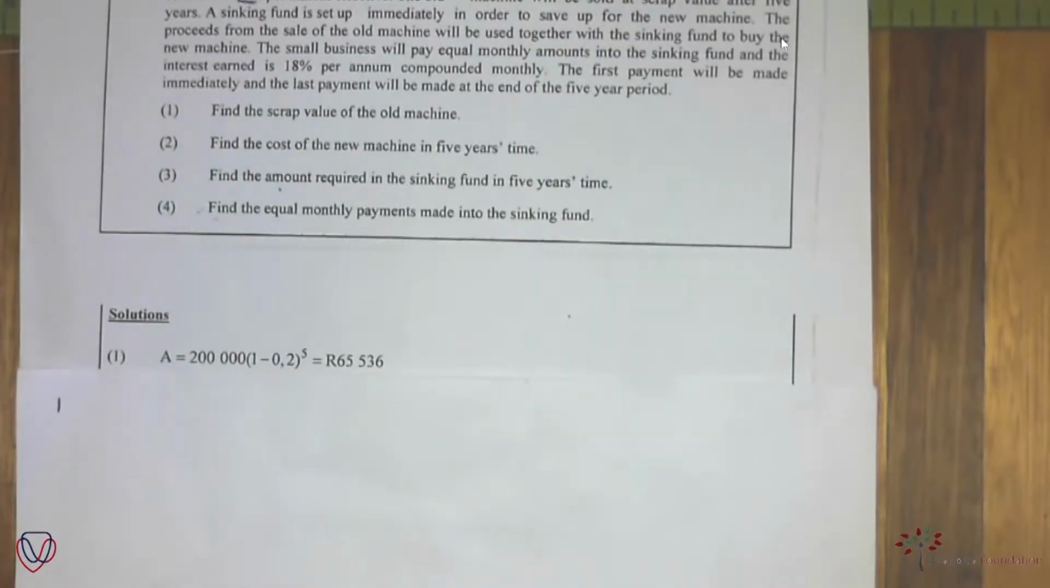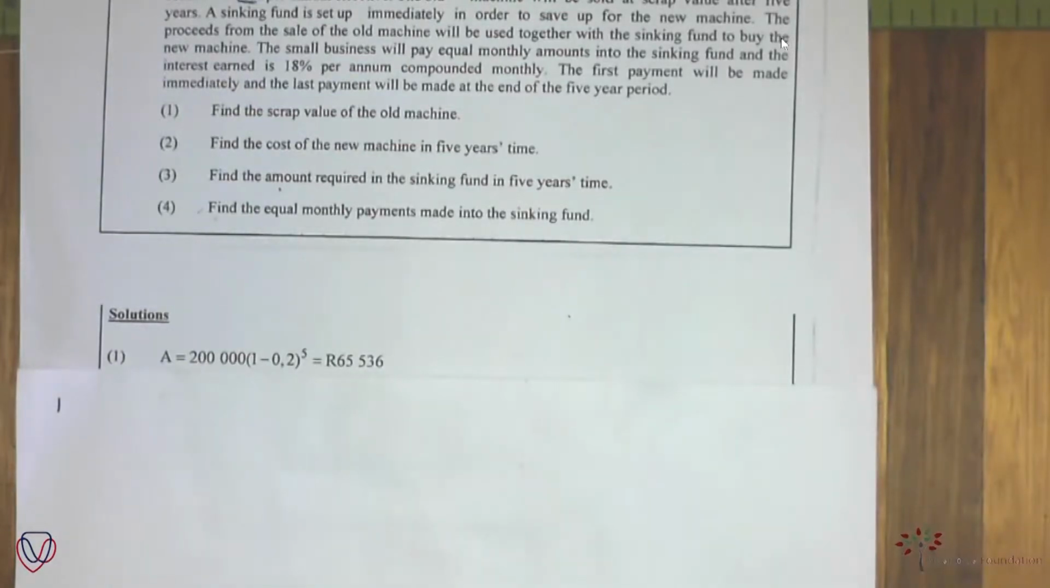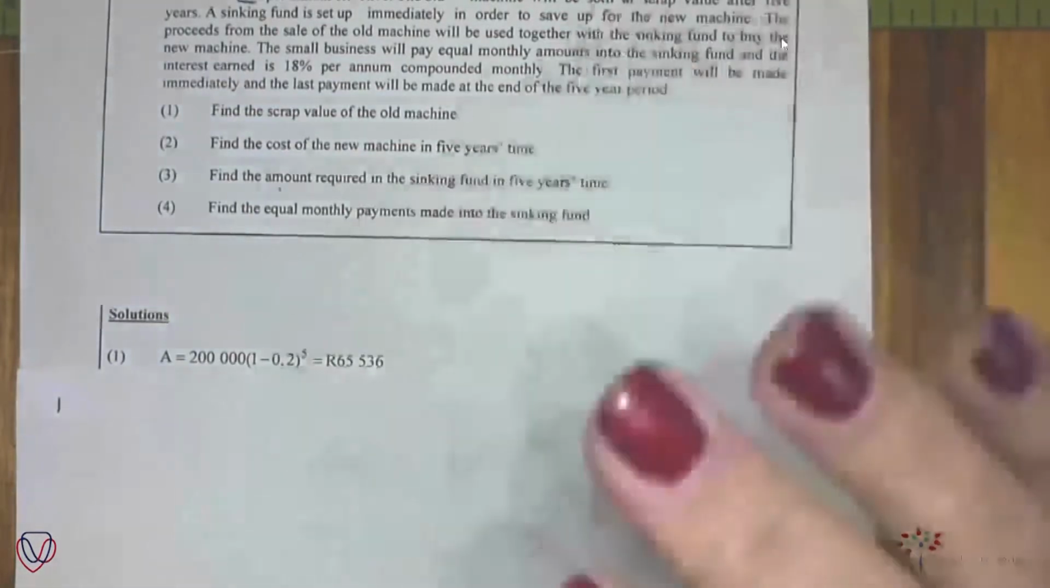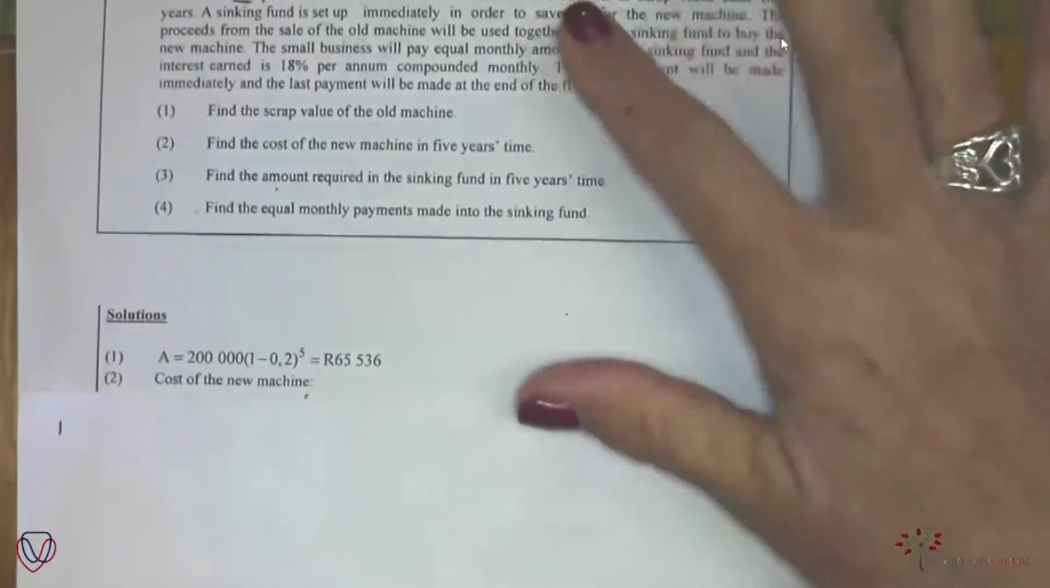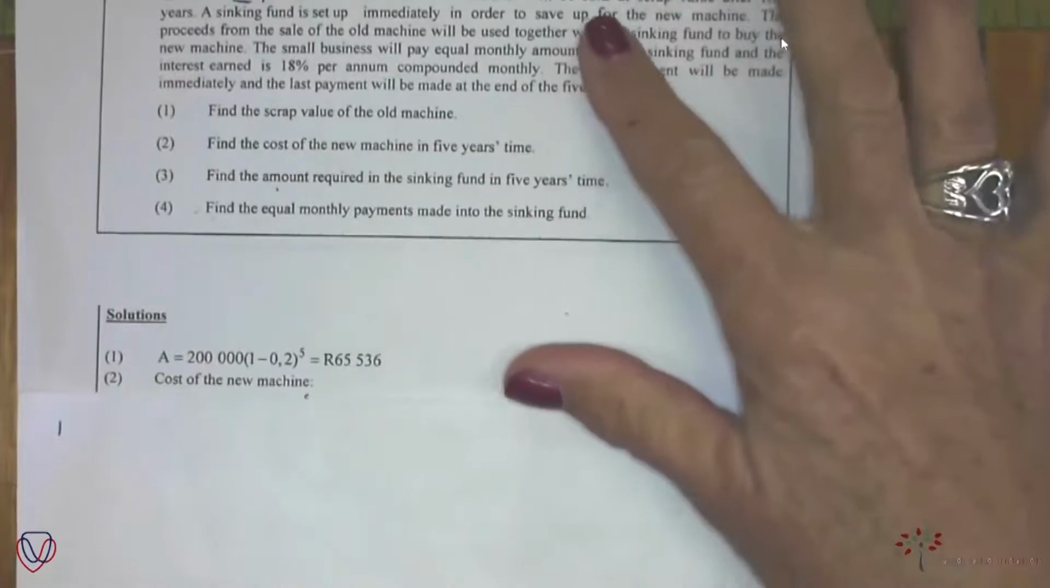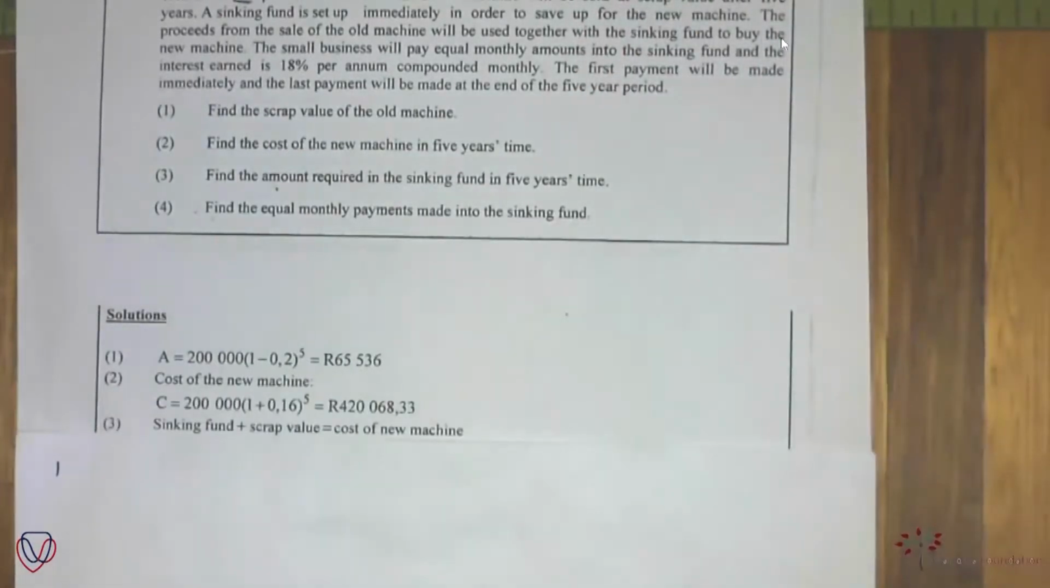Do you understand that? So I will only need the price of the new machine minus this. I'll have to have that money ready after 5 years. Now find the cost of the new machine. Now the cost of the new machine increases at 16%. So it's compound interest, people, per annum. It's not a loan. It's not investing payments every month. It's plain common compound interest.